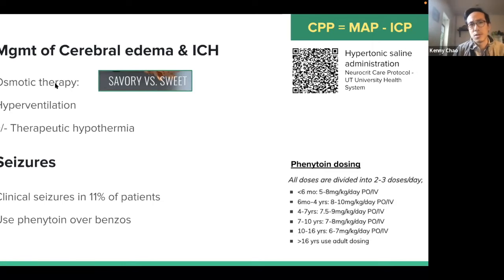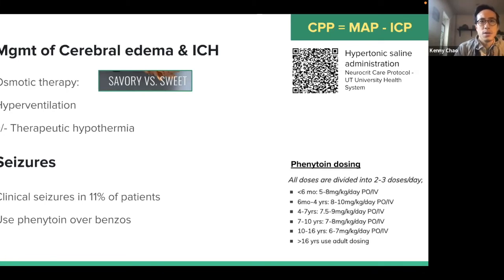I said savory versus sweet, where you can have hypertonic saline versus mannitol. Hypertonic saline is generally the preferred method just because it's been studied for pediatric intracranial hypertension in traumatic brain injury. So they kind of extrapolated that it might be more effective. It could be as effective here. Again, that hasn't been really well studied, but that's generally the standard. Your target for serum sodium is about 145 to 155.